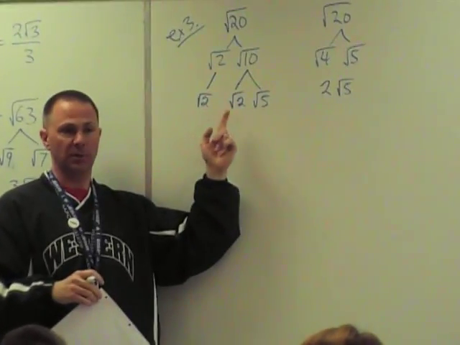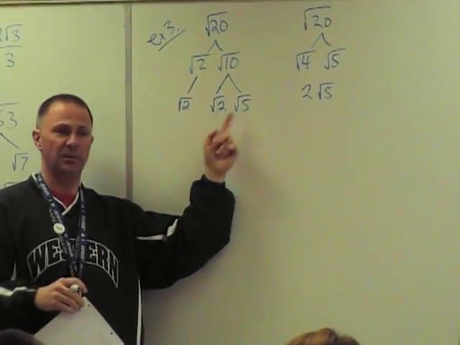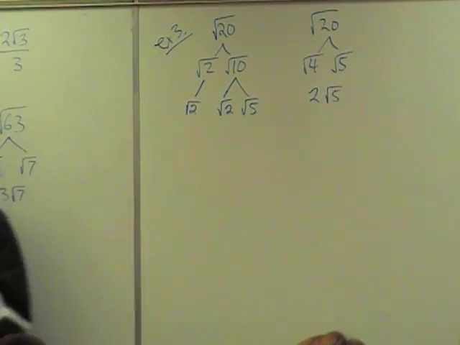The square root of 2 times the square root of 2 times the square root of 5 is the square root of 2 times 2 times 5, the square root of 20.